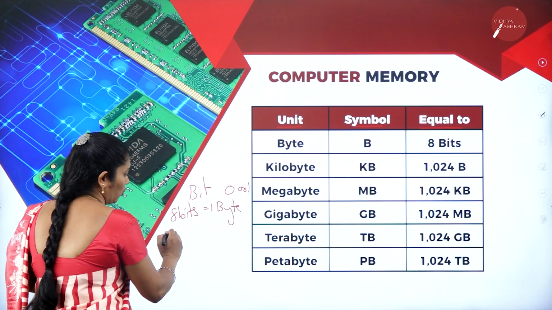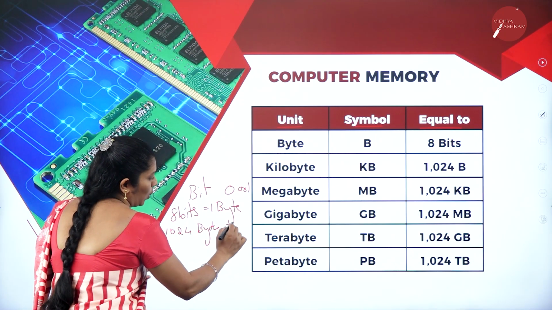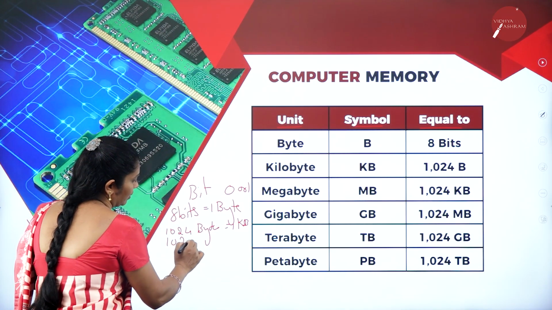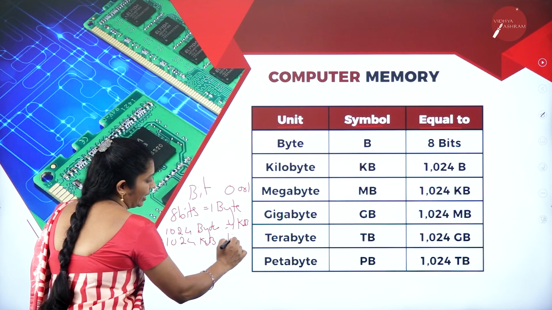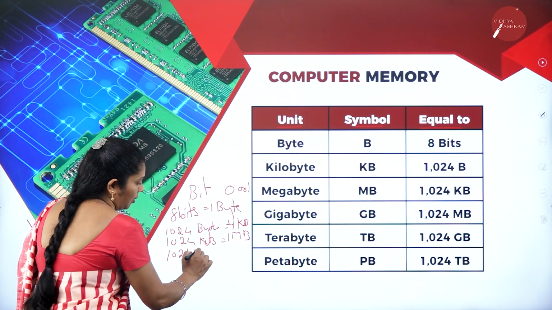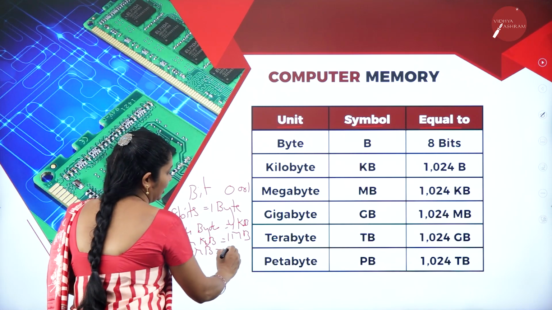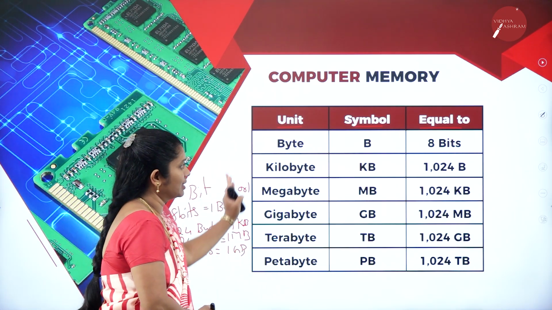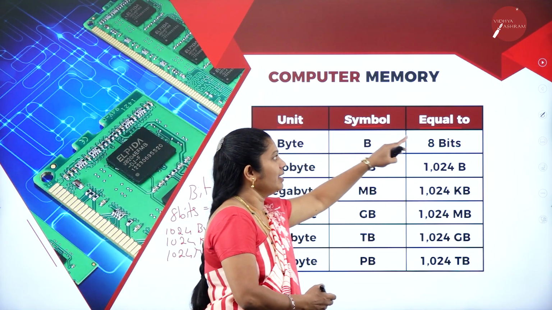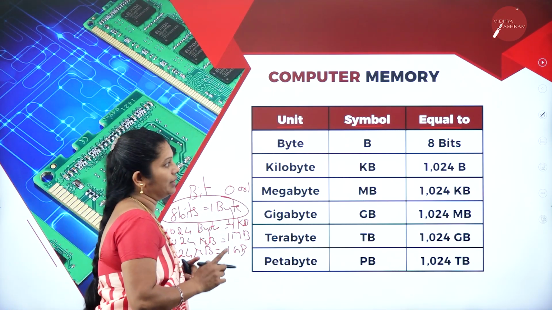The collection of 1024 bytes equals 1 kilobyte. The collection of 1024 kilobytes equals 1 megabyte. The collection of 1024 megabytes equals 1 gigabyte. If you observe this picture here, we have a byte. Byte, the symbol is B and it is equal to 8 bits. Already I told you, the collection of 8 bits is called 1 byte.